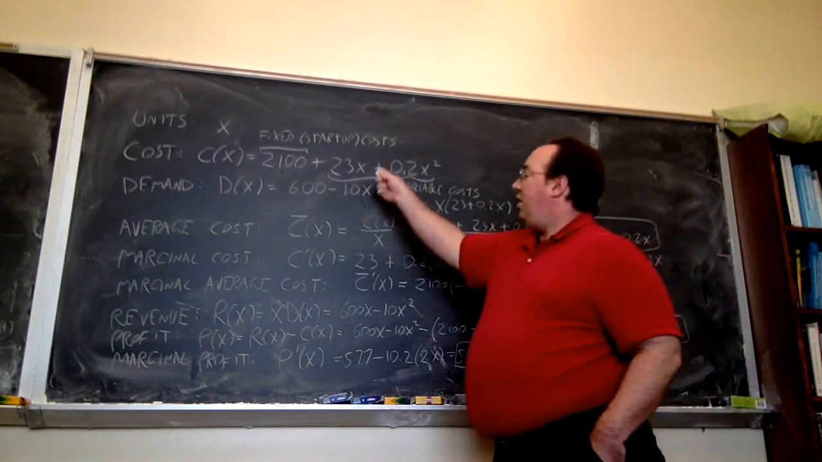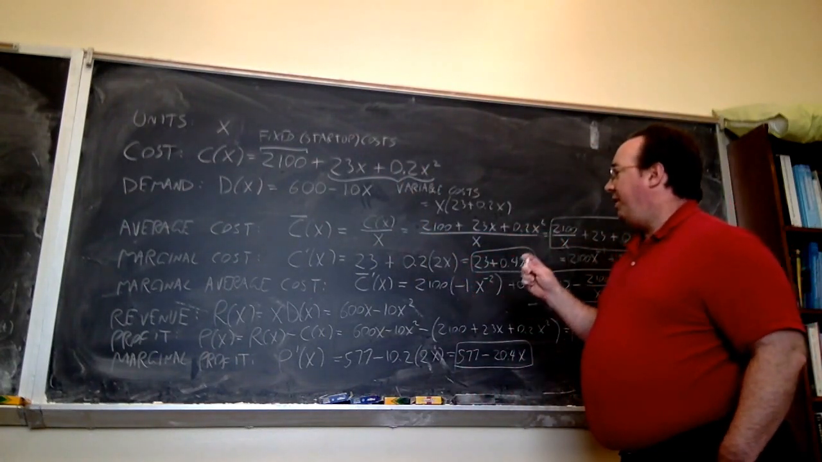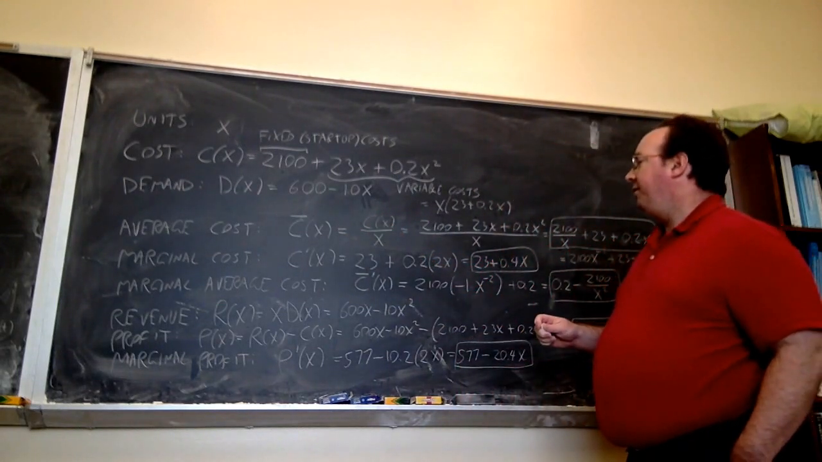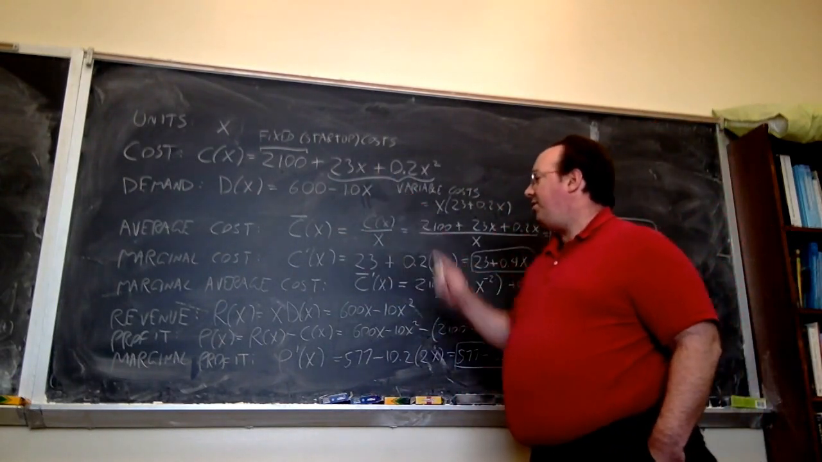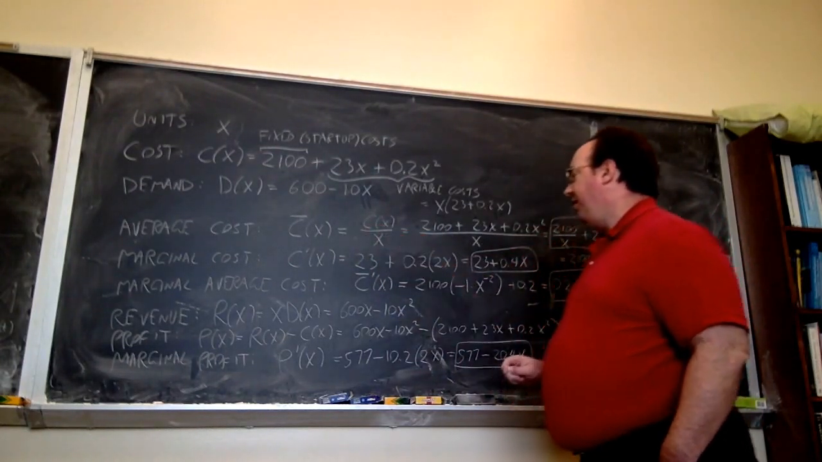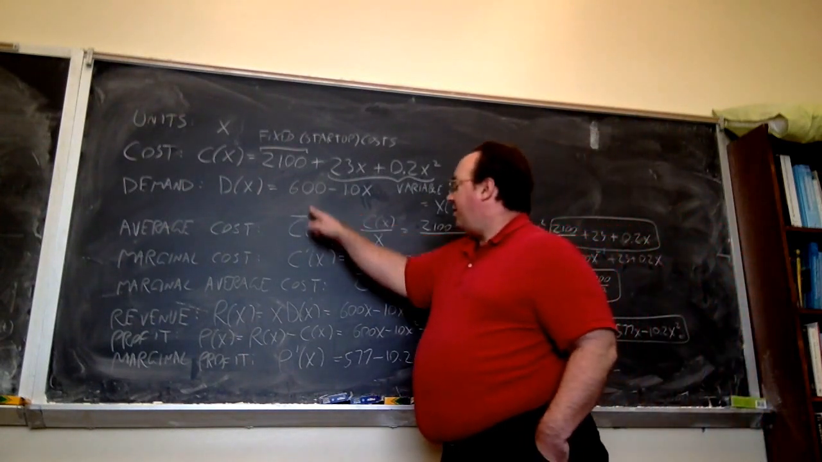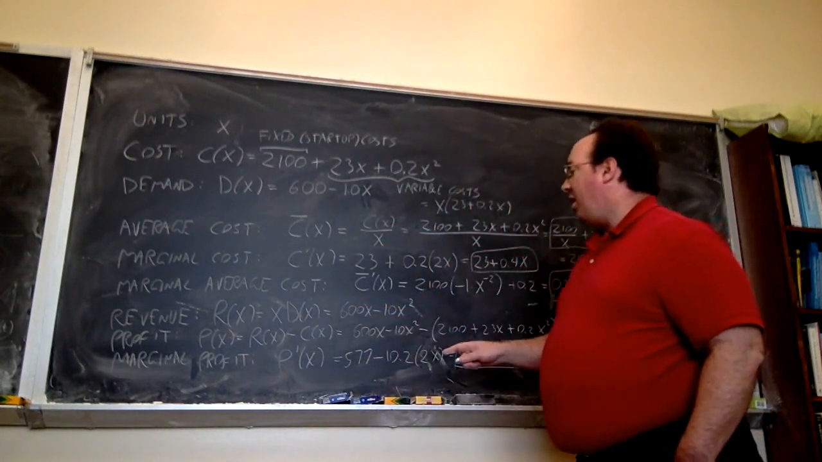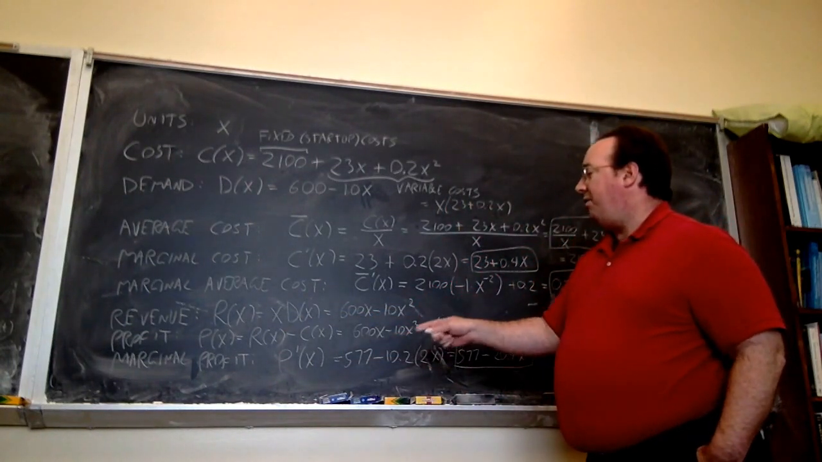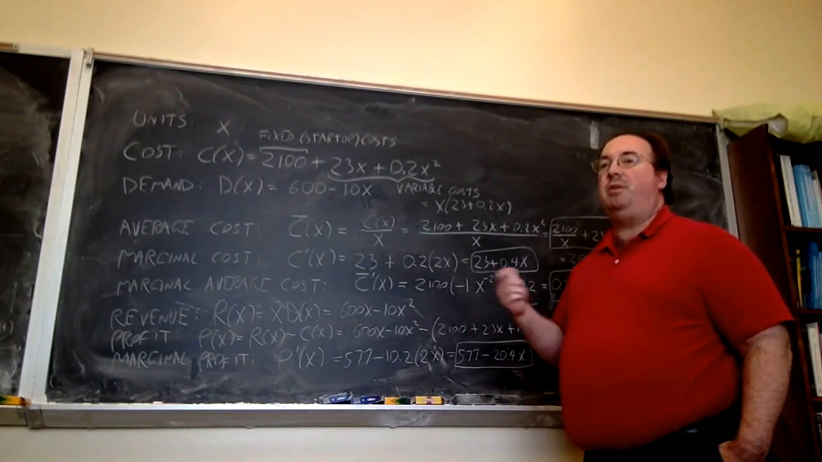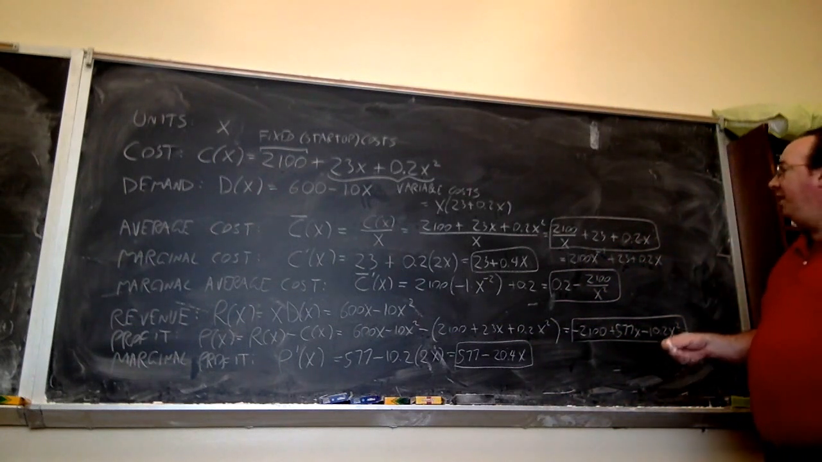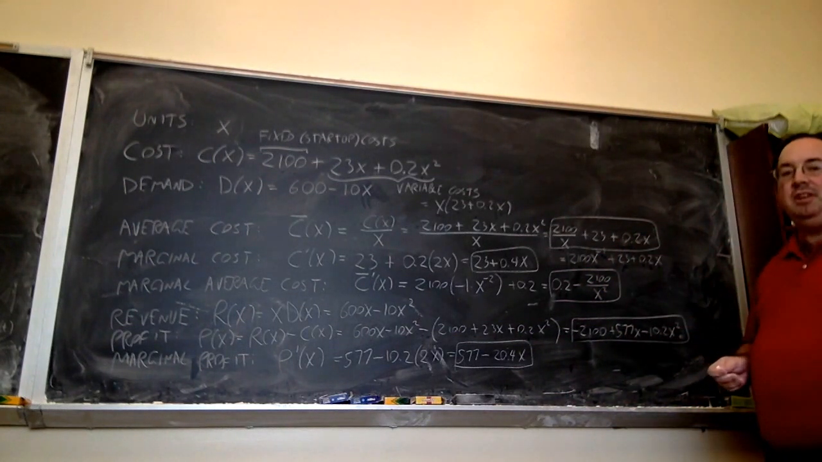So, given cost and demand, to recap, we have average cost, which is just cost divided by the number of units. A marginal cost is a derivative of cost. Marginal average cost is a derivative of average cost. Revenue is your demand function times x. Profit is revenue minus cost. And finally, marginal profit is just the derivative of profit, the same way that marginal cost is the derivative of cost. So here's how you can obtain all the functions that you need to work with problems in this section.